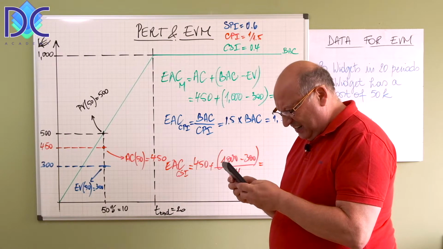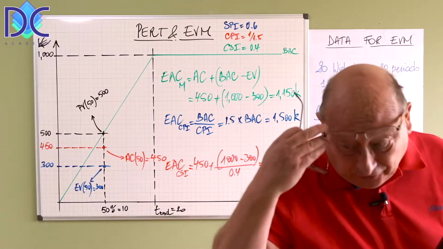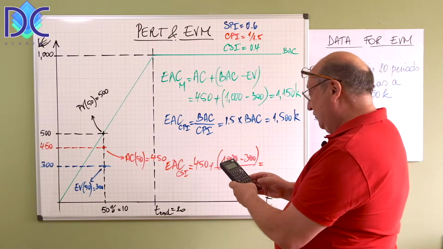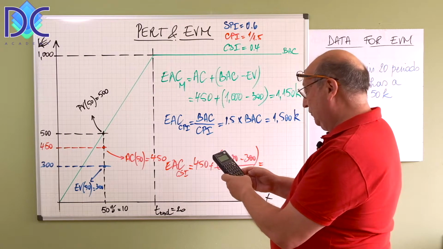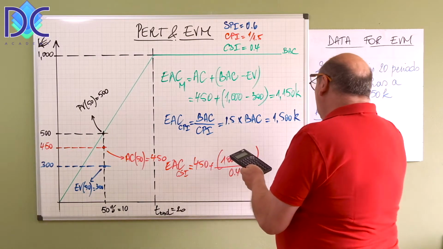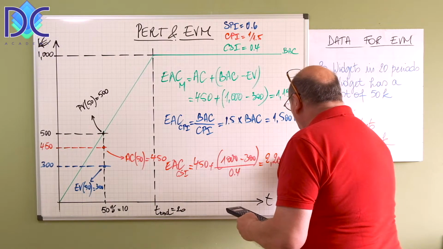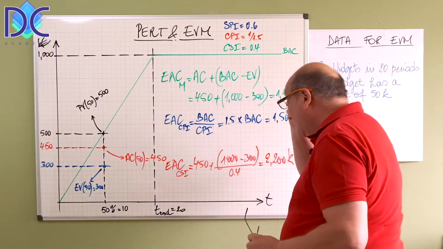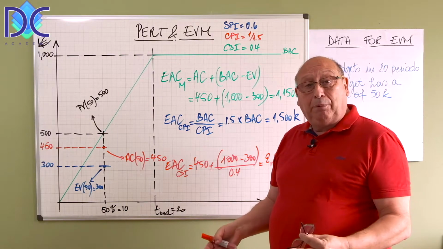I have to get my other glasses, one second, otherwise it doesn't work. 700 enter 0.4 divided and 450 plus, it gives me 2.2 million or 2,200K.